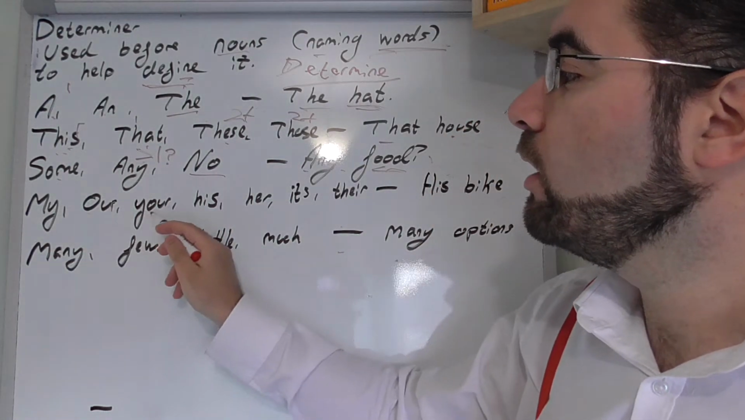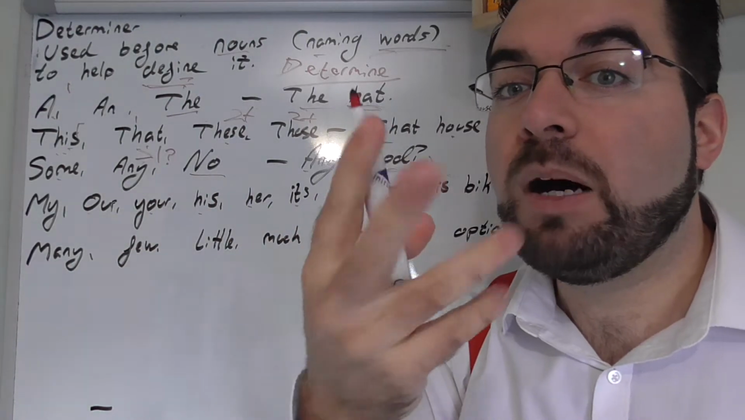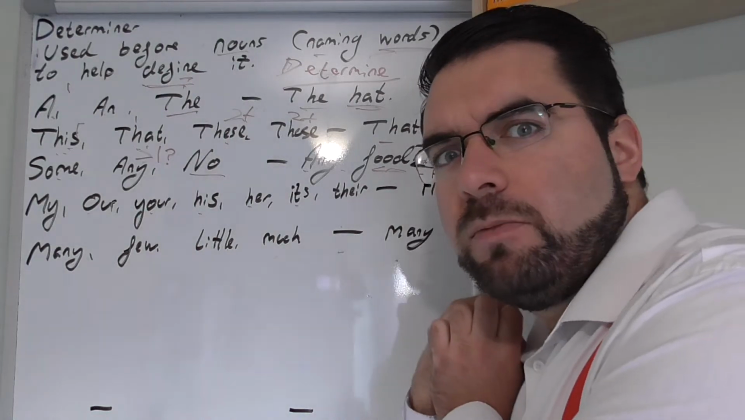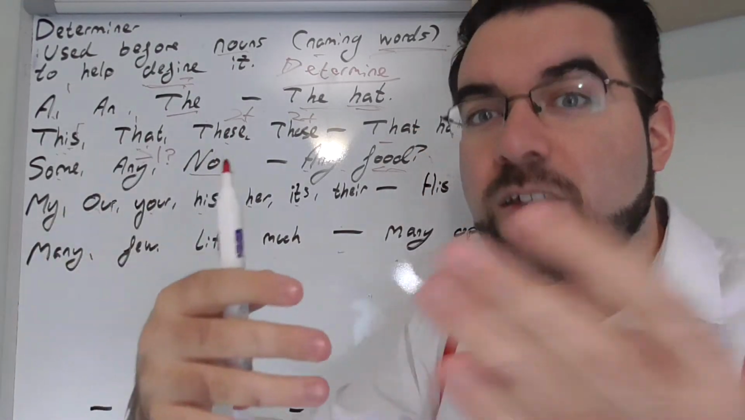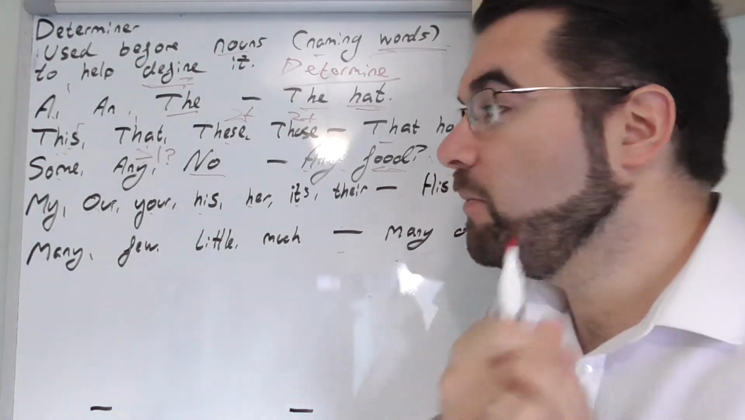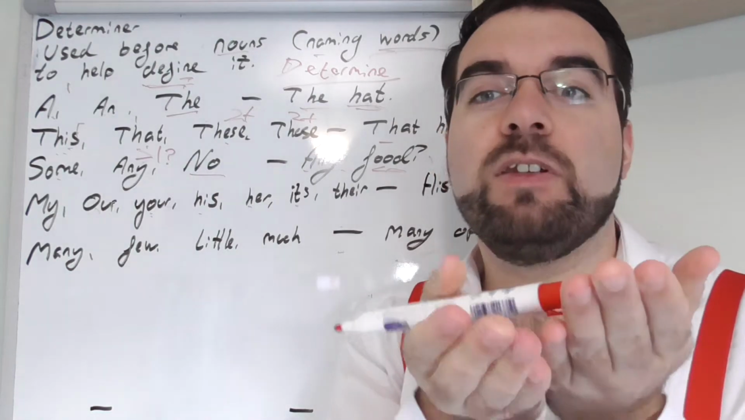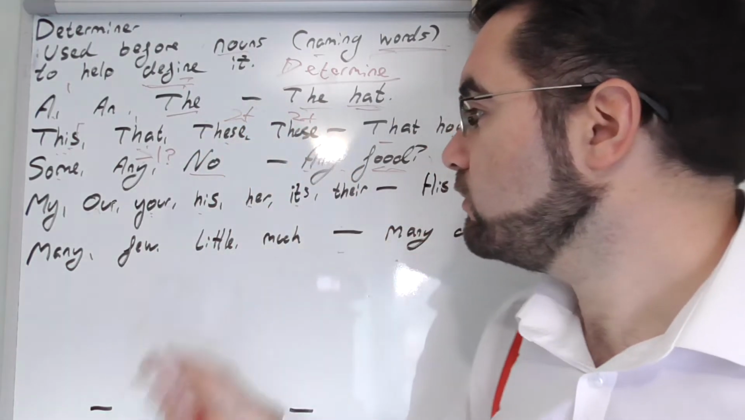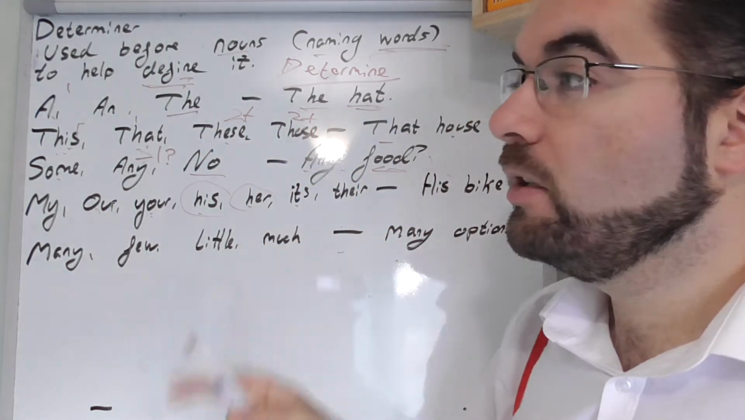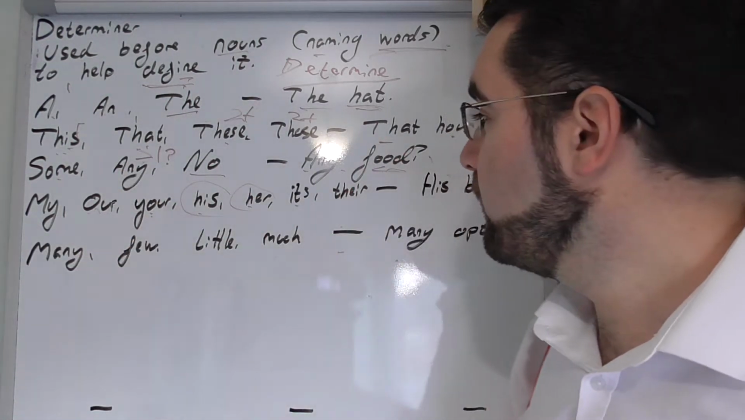My, our, your, his, her, its, their. So my: this is my pen. Our, together, our pen, yours and mine. And your: this is your pen. His and her. The man, his: it is his pen. It is her pen.